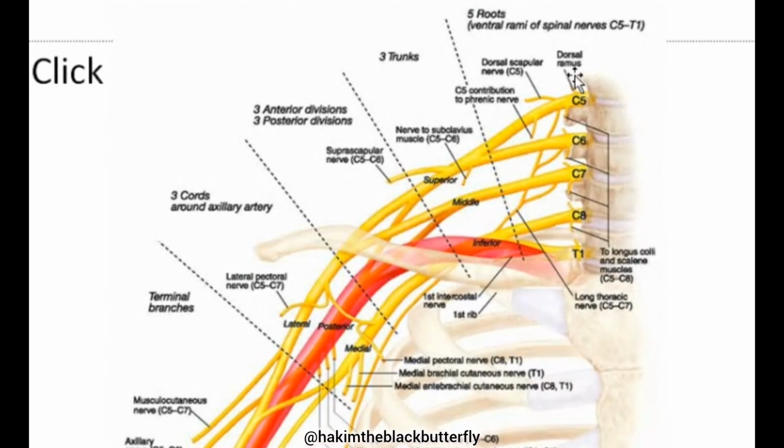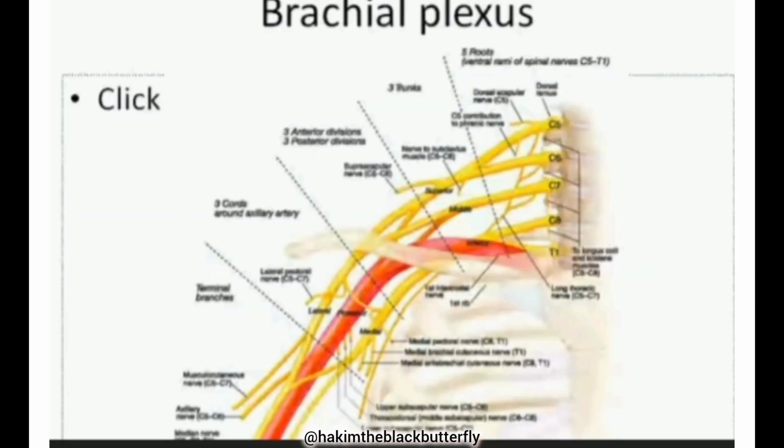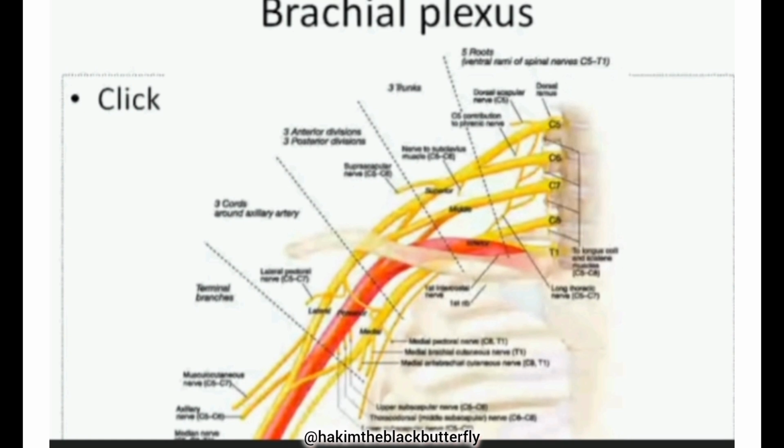Sometimes it may begin at C4 and end at C8. We call that prefixed. So the brachial plexus can be prefixed, whereby it begins from C4, C5, C6, C7, and ends at C8. That is prefixed. And sometimes it can be postfixed, whereby it begins from C6, C7, C8, T1, and T2. That's what we call the prefixing.